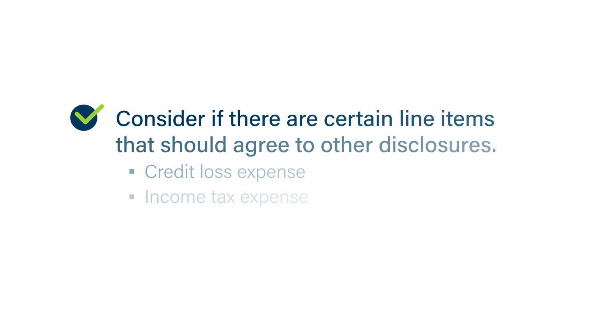Taking a look here at certain line items that need to agree to other disclosures, keeping up with that theme of consistent and clear reporting. These could be that credit loss expense that David was talking about, or income tax expense. So, making sure that what we're presenting on the income statement, if it's getting broken out into further detail in another spot within the financials, we're going to keep it nice and consistent with what we're presenting.